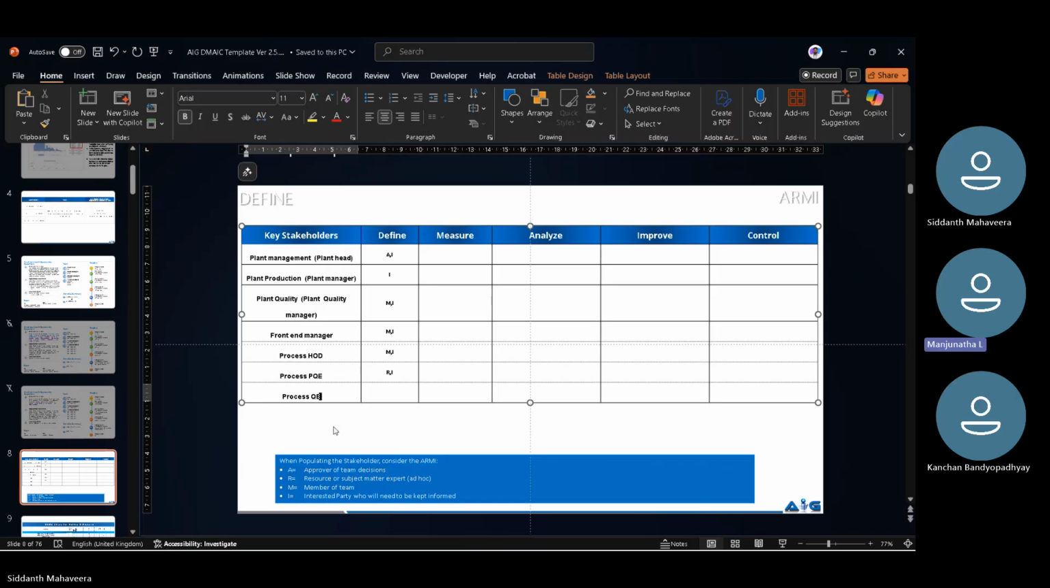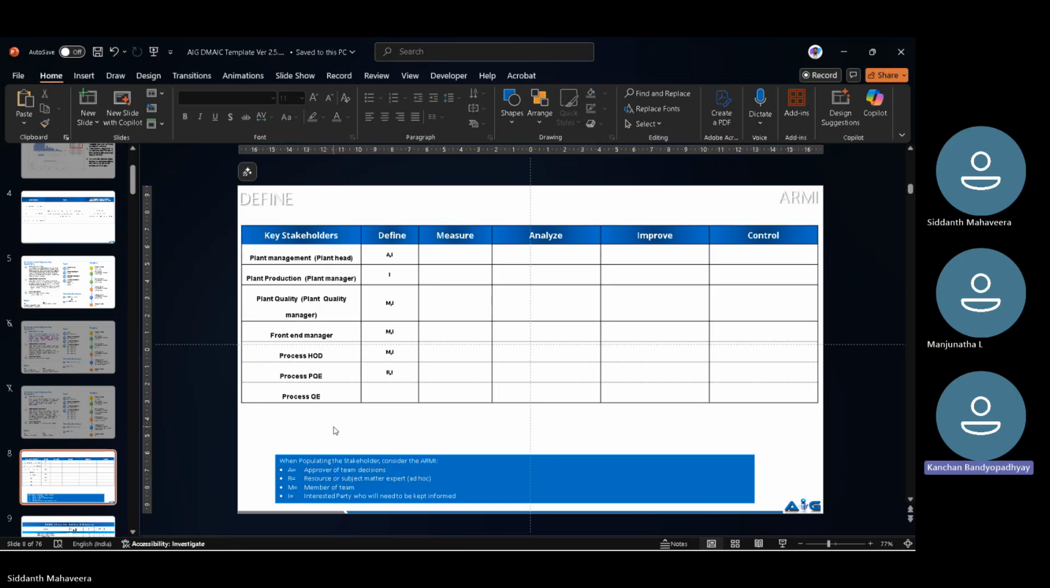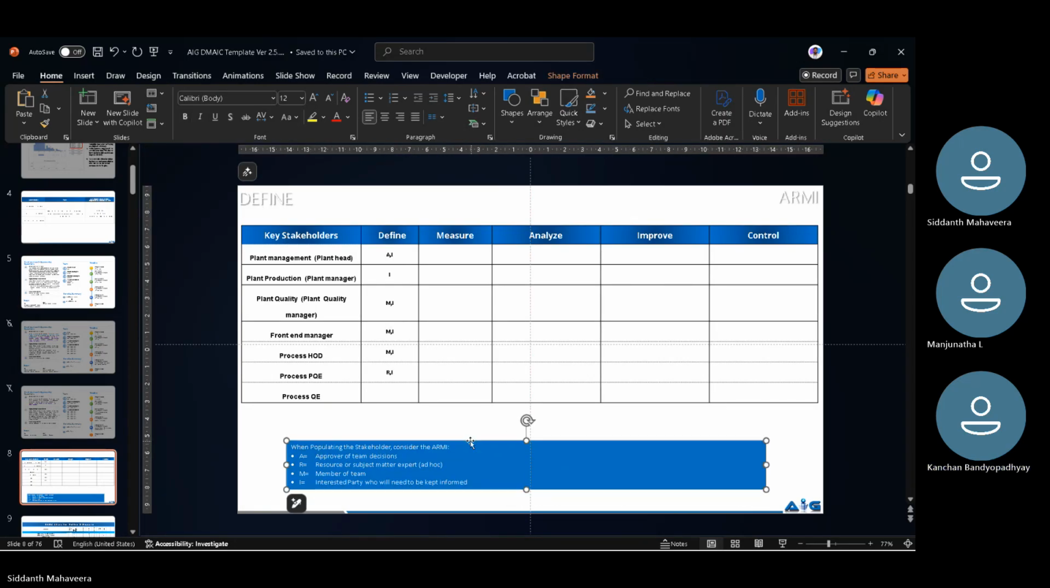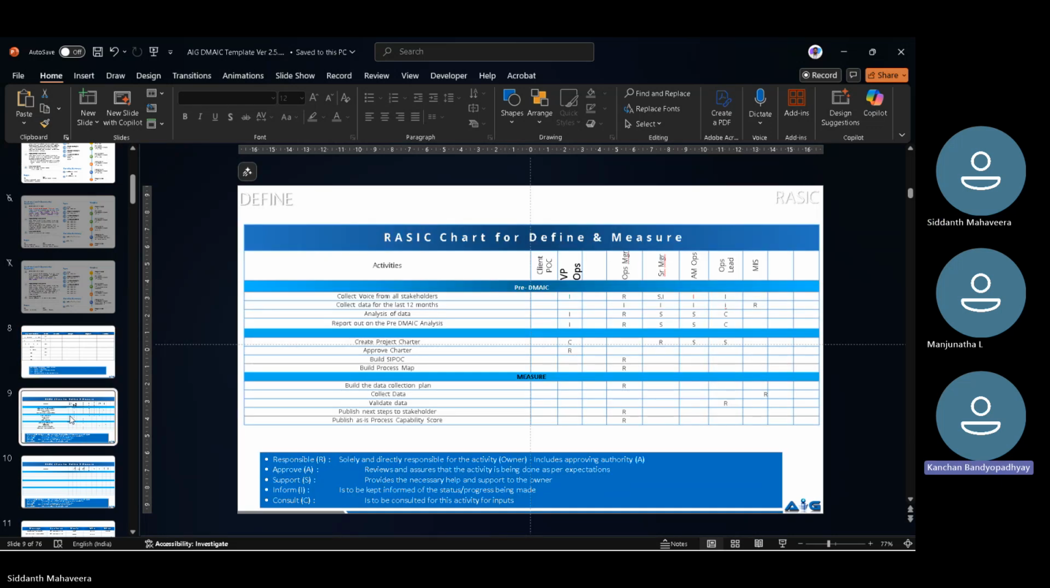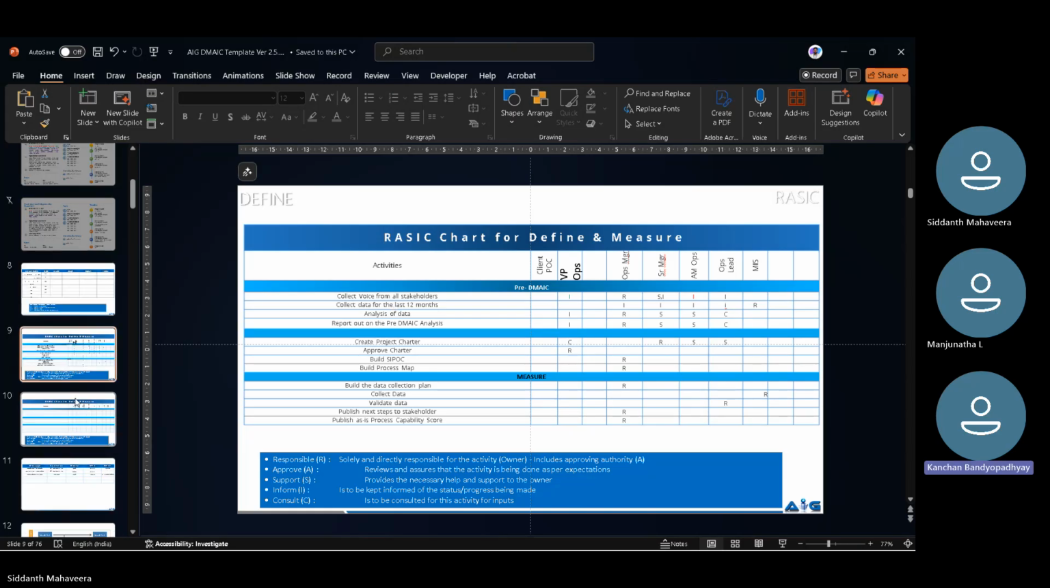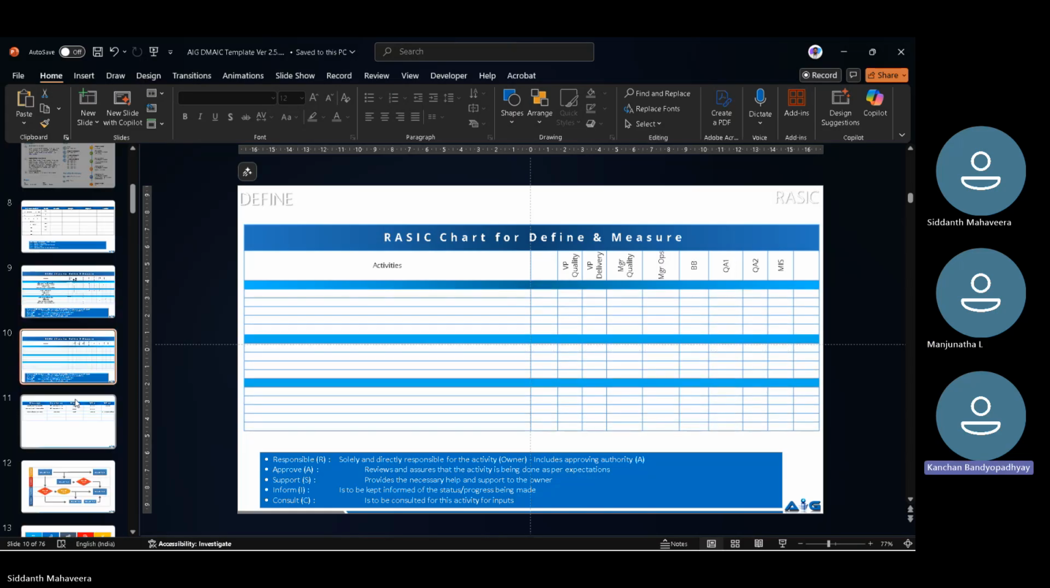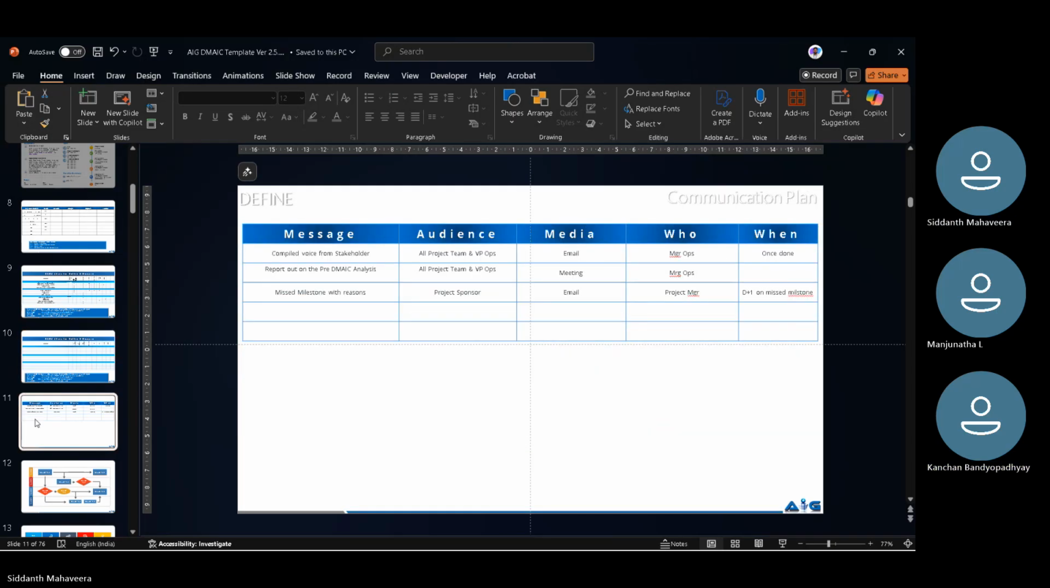Here we will not focus on operators. But define, measure, analyze, improve, control would not be a part of our RASI metrics, because we have to do the RASI things. We have to complete these activities and the RASI things. I think it would be a little difficult. Now, what is pending? We have to complete the RASI and SIPOC. How will you do this?